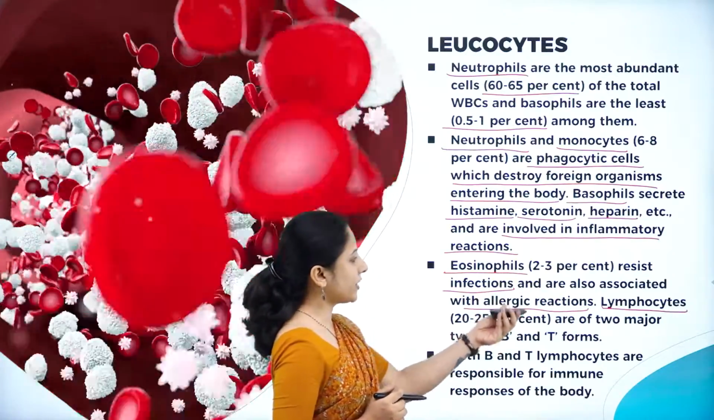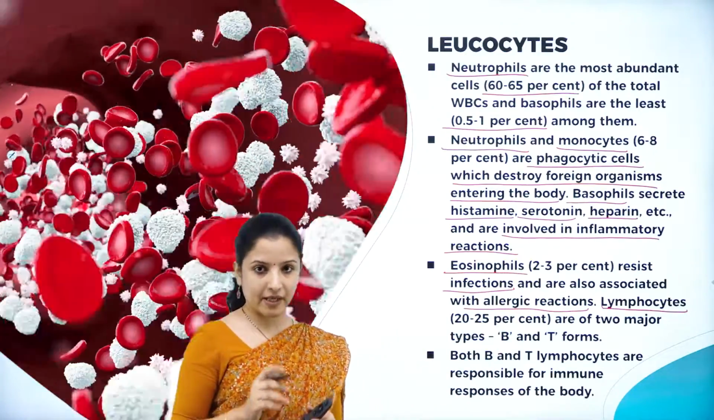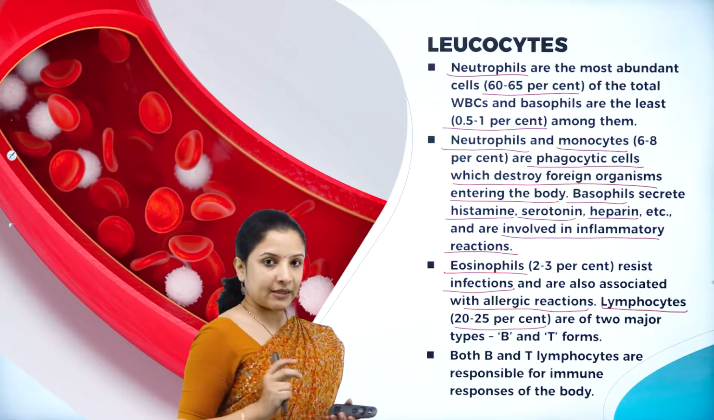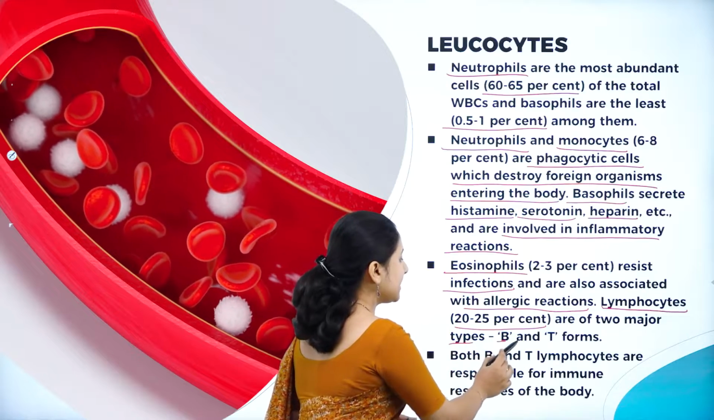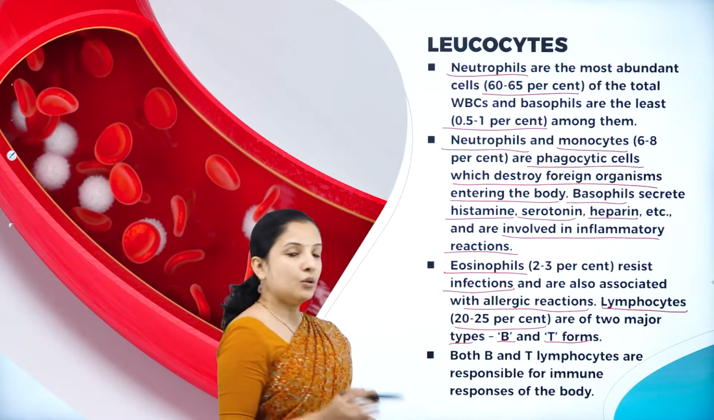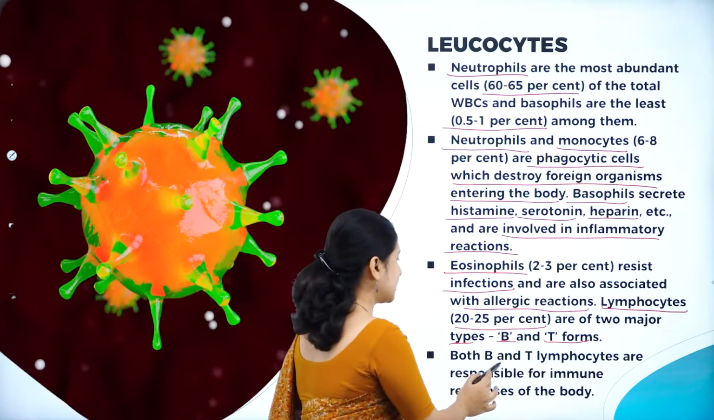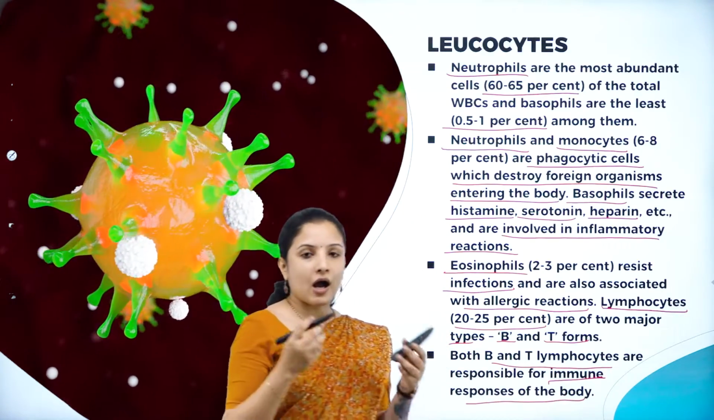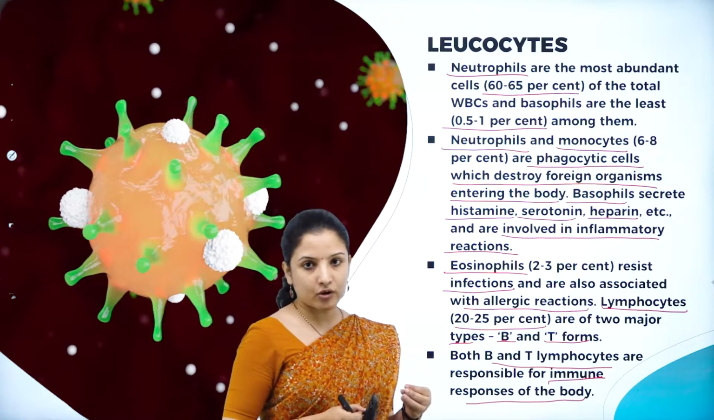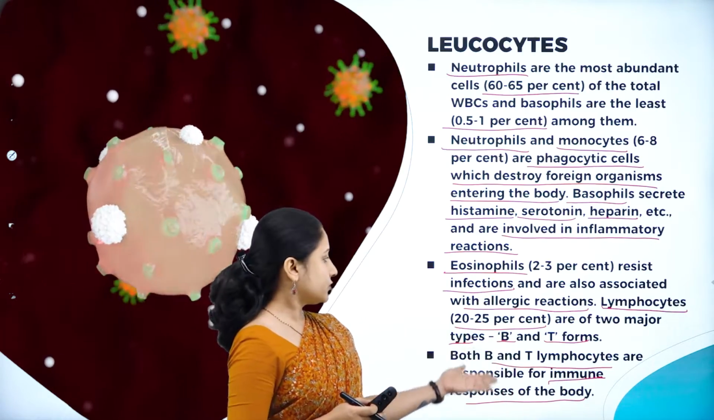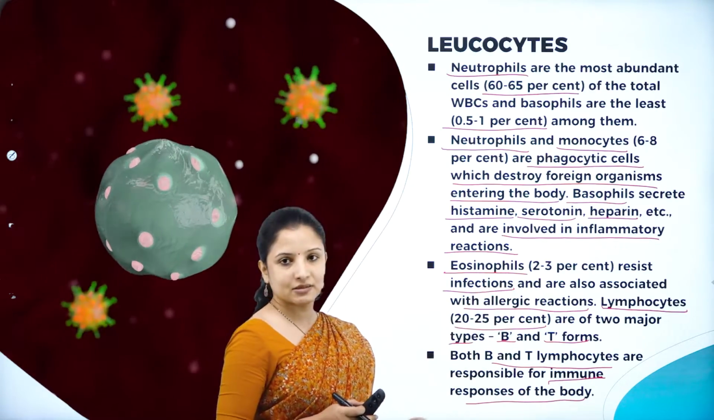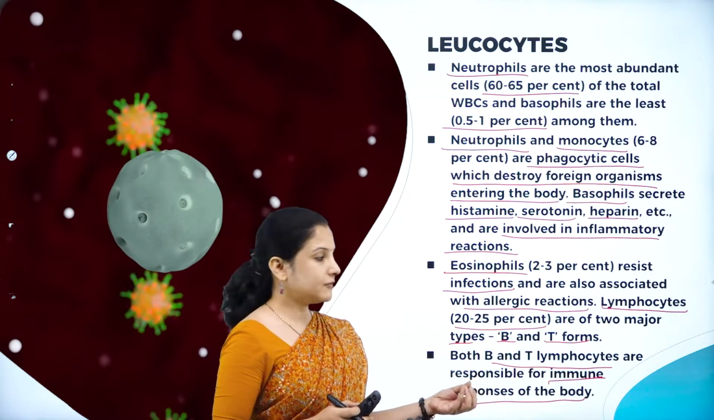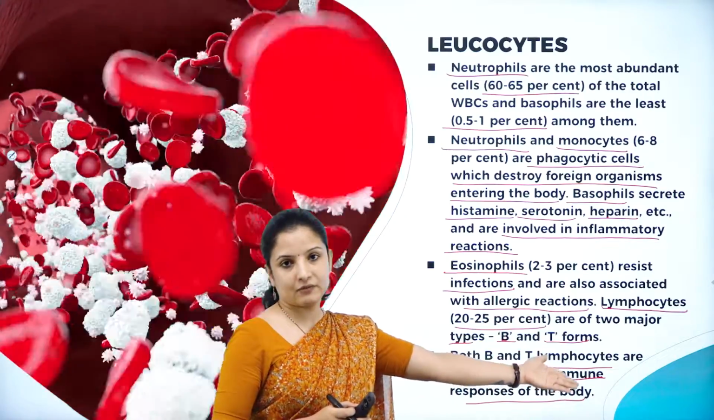So about 20 to 25% of the WBC is made up of lymphocytes, and there are two major types of lymphocytes, that is B lymphocytes and T lymphocytes. Both these B and T lymphocytes are responsible for immune responses of the body. Our immune system mainly depends on the two types of lymphocytes, which are the agranulocytes of the WBC. What are the two types of lymphocytes? The B lymphocytes and T lymphocytes.